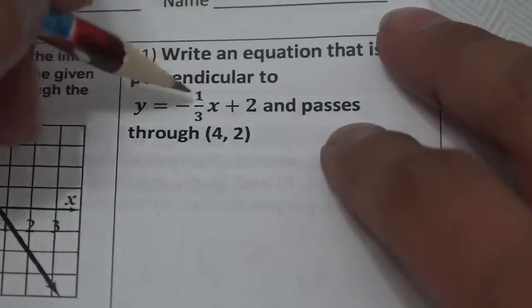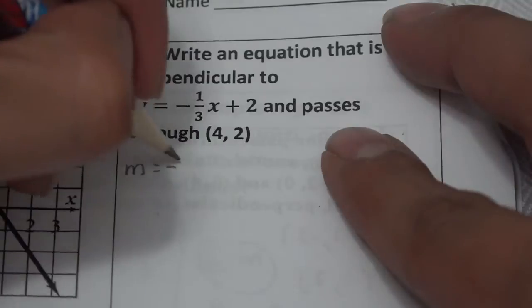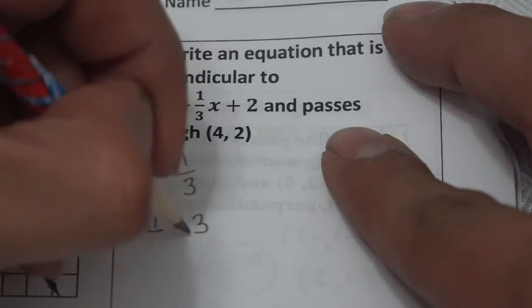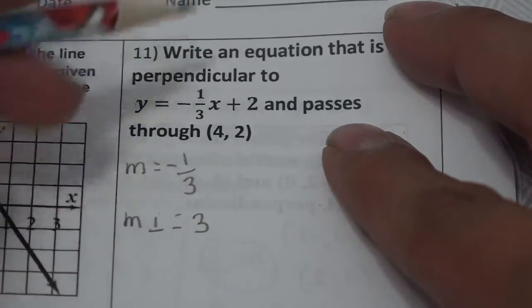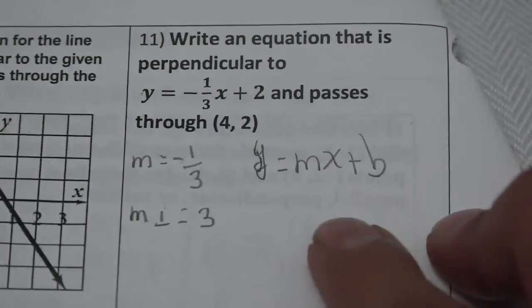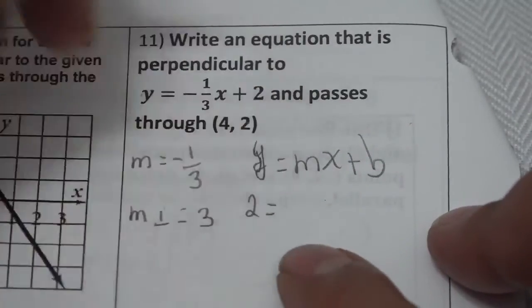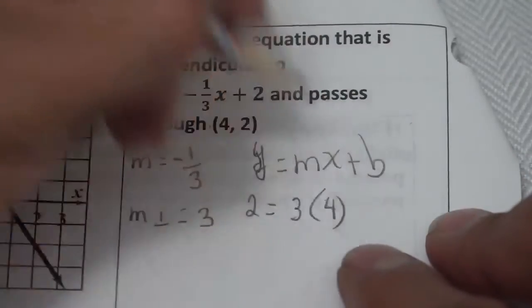I need to write something that is perpendicular to this. So the first thing is the slope. Is it solved for y? Yes. So the slope is 1 over 3. Perpendicular slope, flip the fraction and change the sign. Since I'm doing this algebraically and not graphically, I'm not going to write 3 over 1. I'm just going to leave it at 3. Then I summon my favorite friend, y equals mx plus b. I replace the values. So y, the perpendicular slope, the x, plus b.